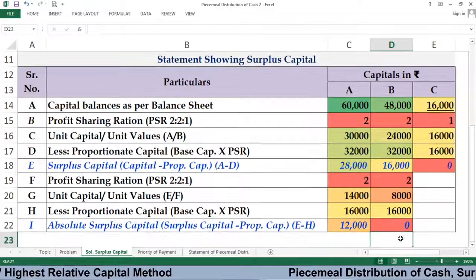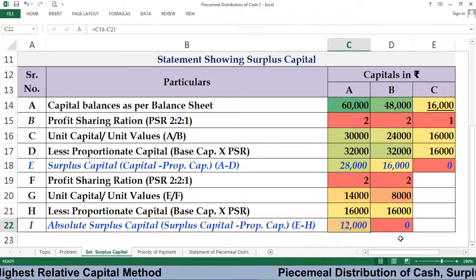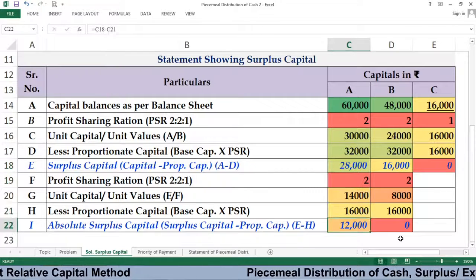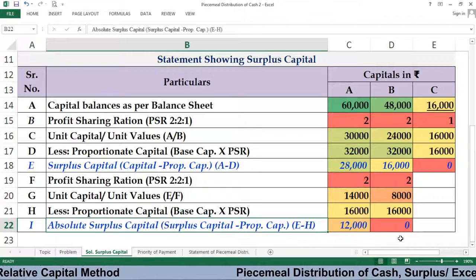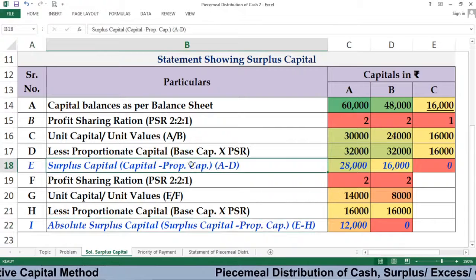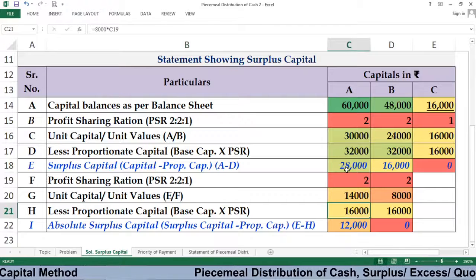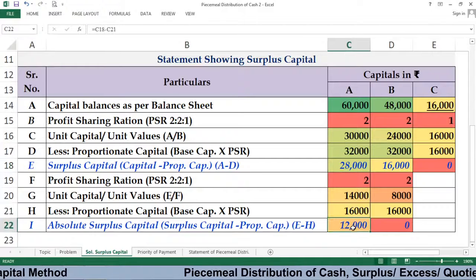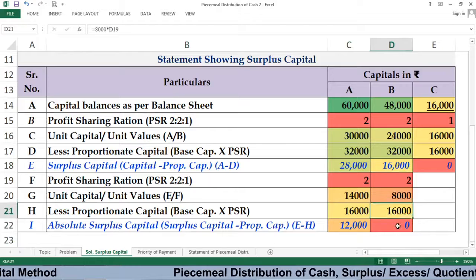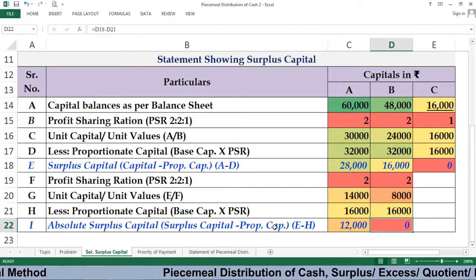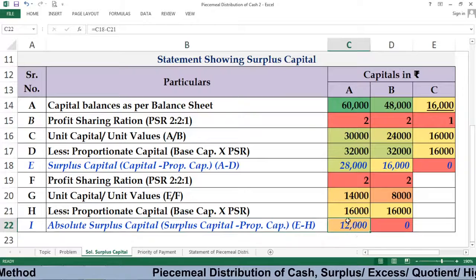So absolute surplus is nothing but the amount given by a particular partner which is extra compared to other partners. Here we will calculate the absolute surplus by subtracting proportionate capital from surplus capital. Our surplus capital was 28,000 minus proportionate capital 16,000. So 28 minus 16 comes to 12,000, and 16 minus 16 will be 0. In this way we can calculate surplus capital. Here we got a surplus of rupees 12,000 of Mr.